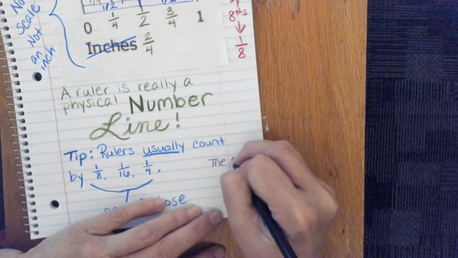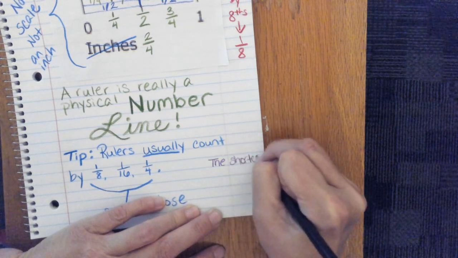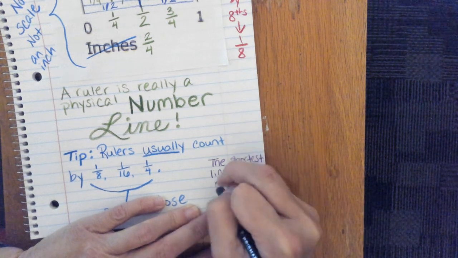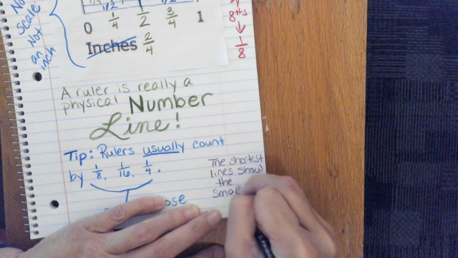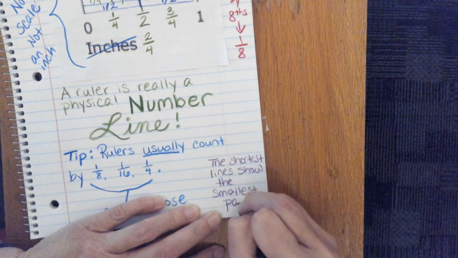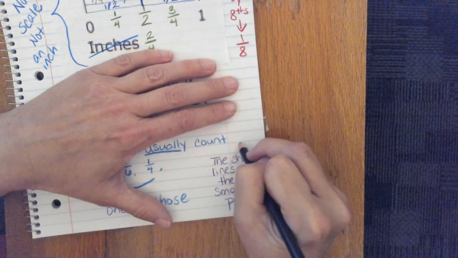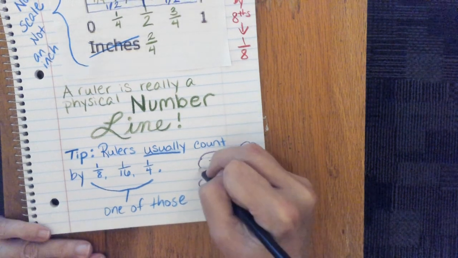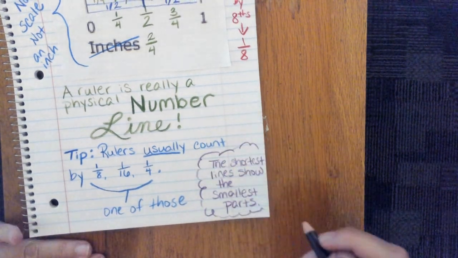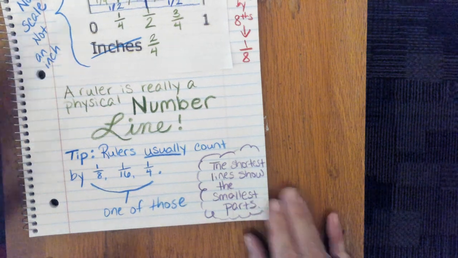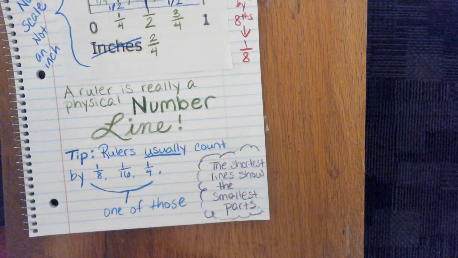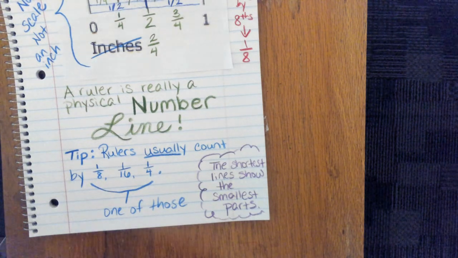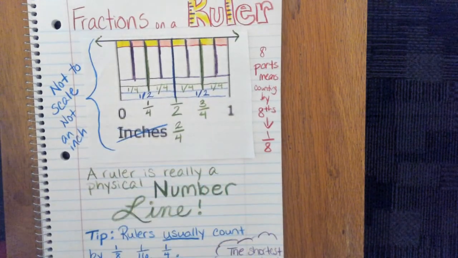The shortest lines show the smallest parts. So that's another little tip for you. The shortest lines show the smallest parts. Again, I'll show the whole thing at the end.